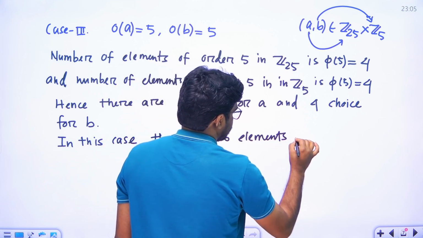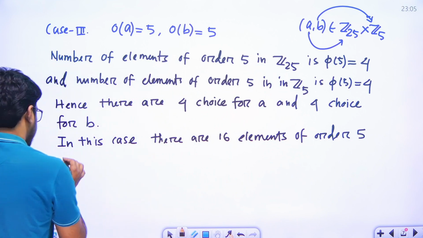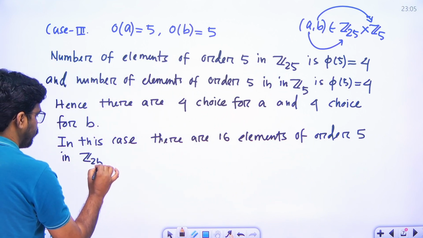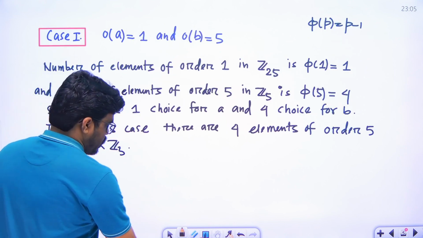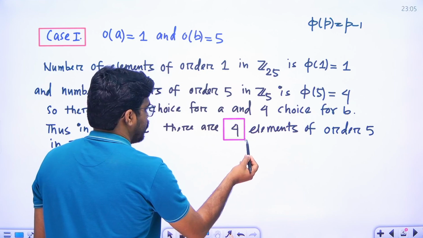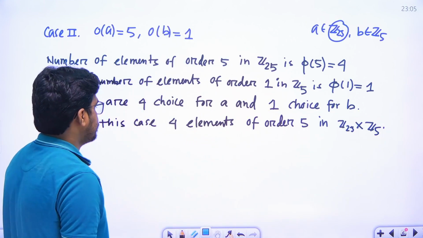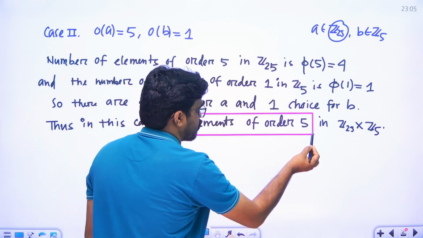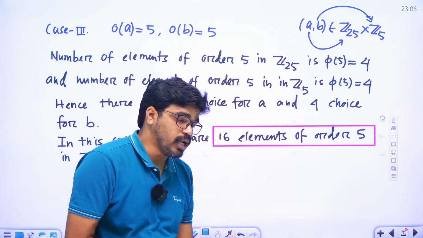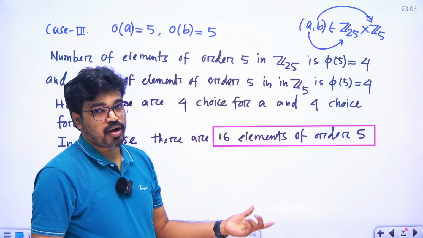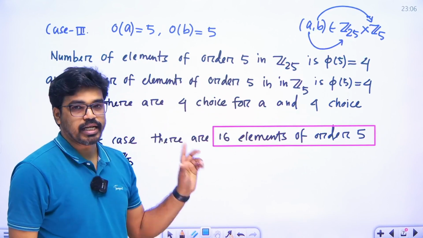In this case there are 16 elements of order 5 in the group Z25 cross Z5. Now just see, in the first case we have 4 elements of order 5. In the second case we have 4 elements of order 5, and in the third case we have 16 elements of order 5. Hence the total number of elements of order 5 will be 4 plus 4 plus 16, that is 24 elements.